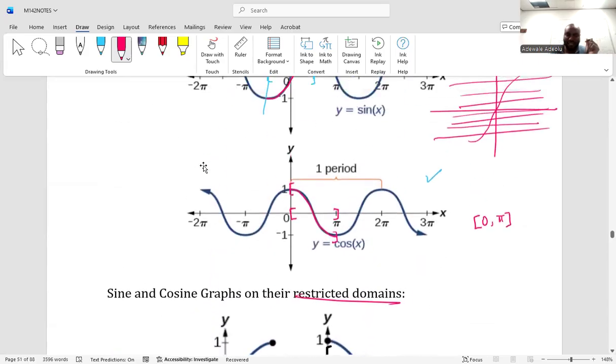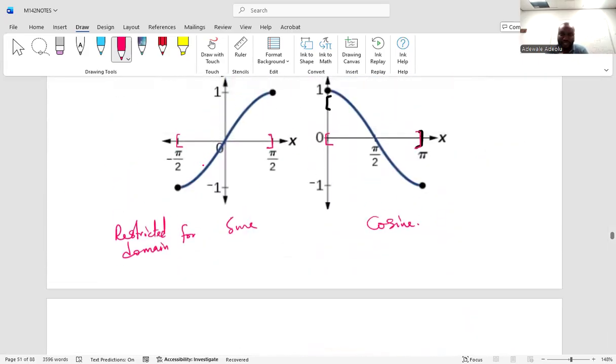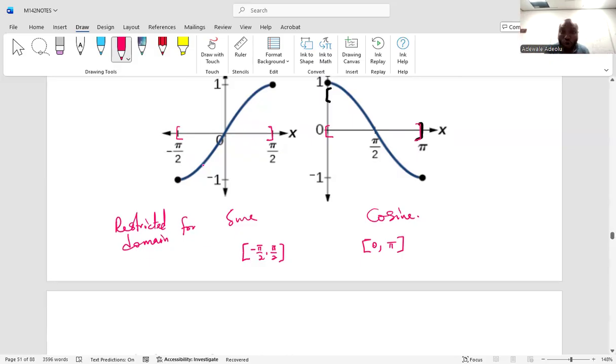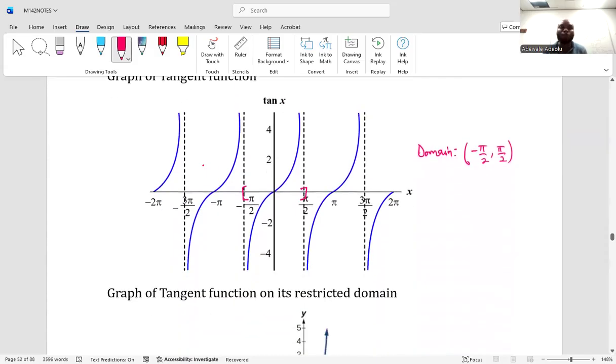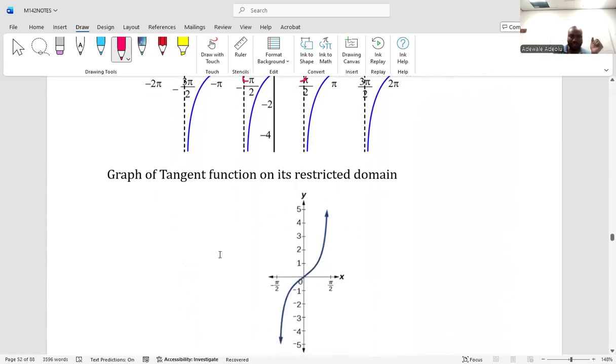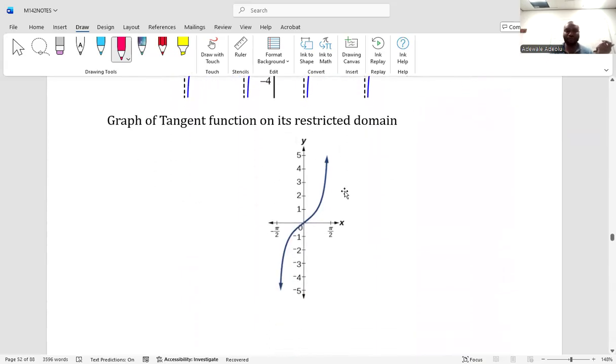However, for these guys, I will write this as negative pi over 2 to pi over 2. And I will write this as 0 to pi because I can get to the end point. It is only for tangents that we cannot get to their end point. So I leave it open to show that I am not getting to that end point. I hope that makes sense. So again, this is the restricted domain for the tangent function.